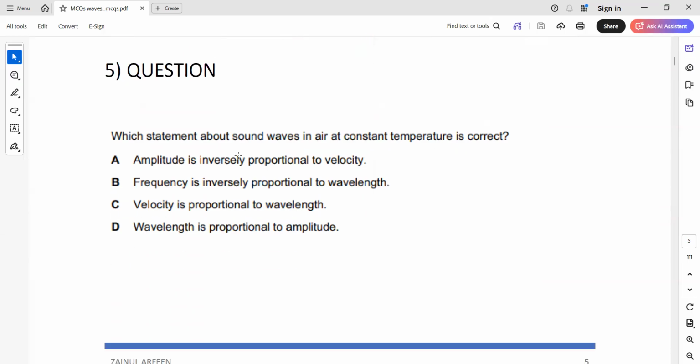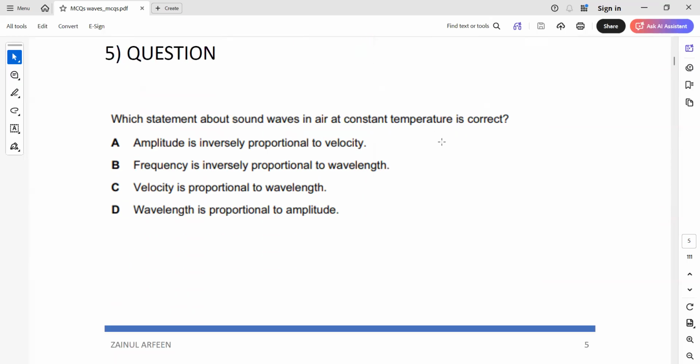Question 5. Which statement is correct about sound waves in air at a constant temperature? The speed of sound depends on the density of the medium. If the temperature changes, the density of the medium will also change. So sound travels faster in a denser medium. But if it's a constant temperature, it means that the speed won't change.